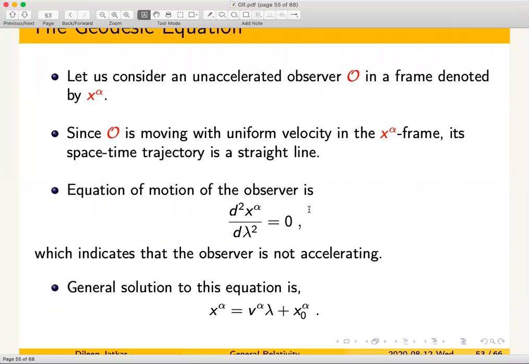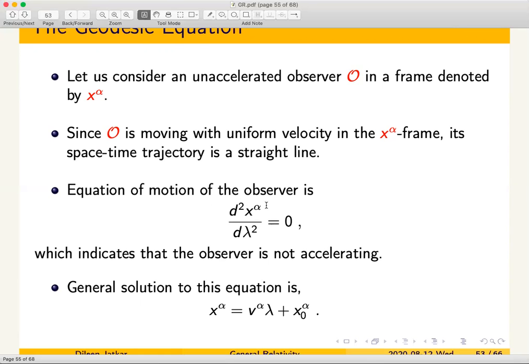It is no big deal. We have done this in classical mechanics also several times, that m x double dot is equal to 0 is a free particle equation of motion. That is the kind of equation that we are writing down. Only thing is, instead of using time, we are using a parametric description of the space-time trajectory of the observer or the particle that we are looking at.